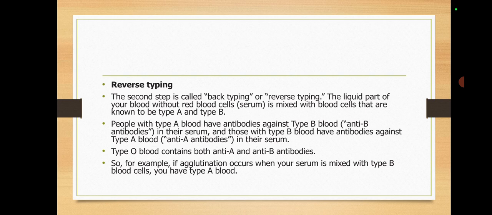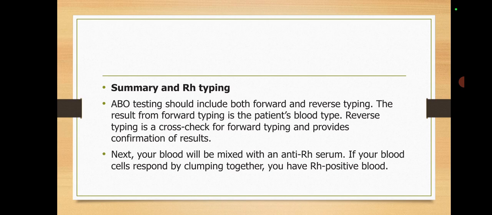Reverse typing. The second step is called back typing or reverse typing. The liquid part of your blood without the red blood cells is mixed with blood cells that are known to be type A and type B. People with type A blood have the antibody against type B blood in their serum, and those with type B blood have the antibody against type A blood in their serum. Type O blood contains both anti-A and anti-B antibodies. So for example, if agglutination occurs when your serum is mixed with type B blood cells, you have type A blood.